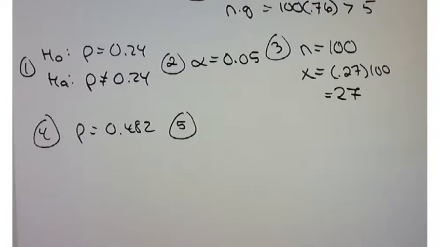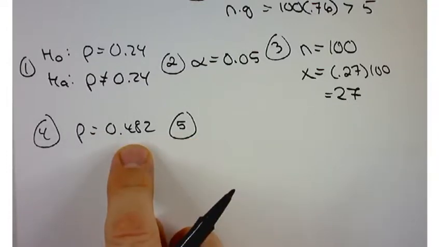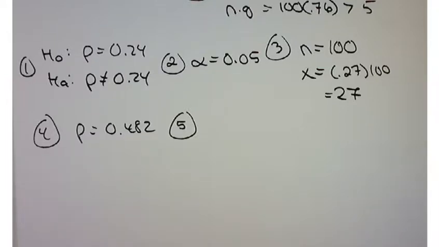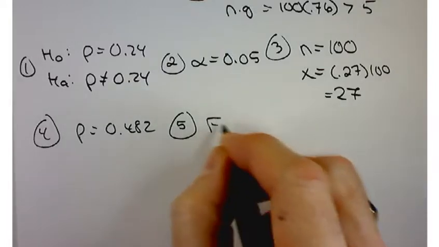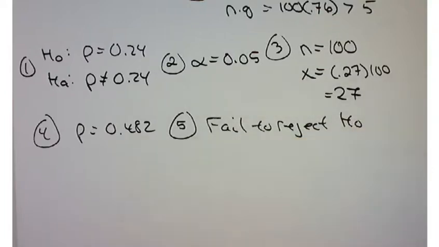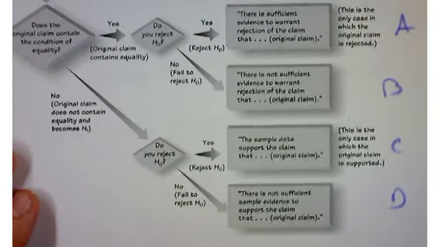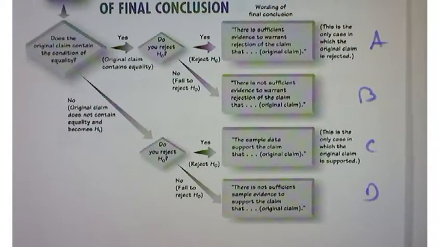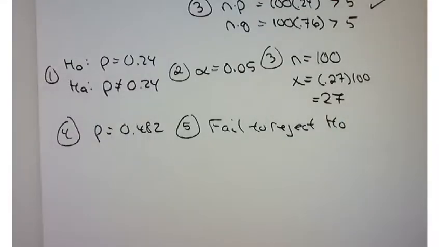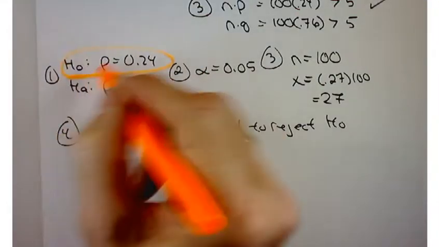AJ, what'd you decide in step 5 based on our p-value? Fail to reject. Do we agree with that? Fail to reject? Good. Fail to reject H0. Michael, we got to decide which one of these are going to be the basis for wording our final conclusion in words. What was our original claim? Good. That's our original claim.